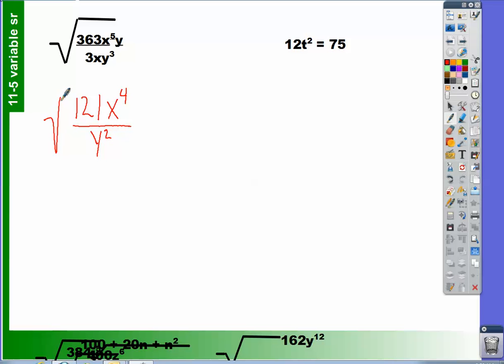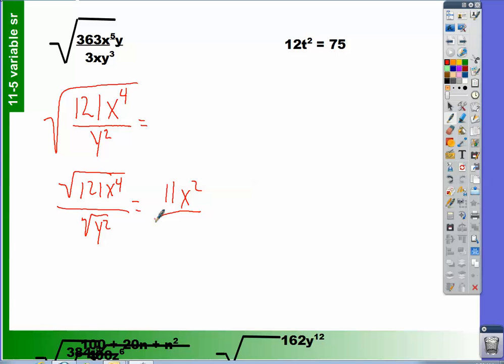Okay. So now we have this square root, and it's looking a lot easier already, isn't it? So this is going to be equal to the square root of 121 x to the fourth over the square root of y squared. Well, what is the square root of 121? 11. What is the square root of x to the fourth? What is the square root of y squared? Y. And there's nothing more we can do.